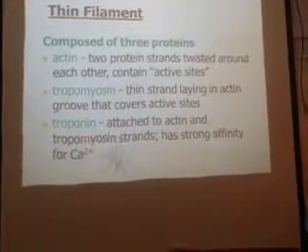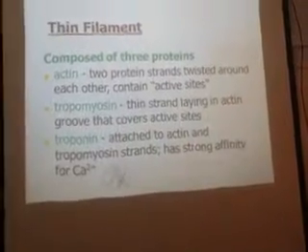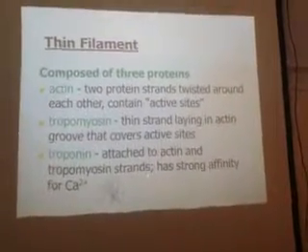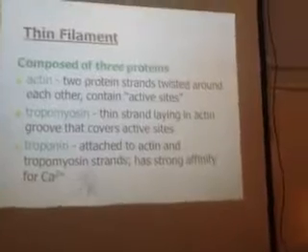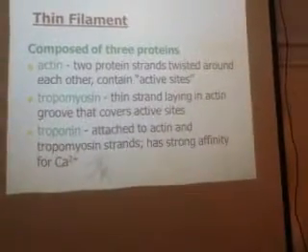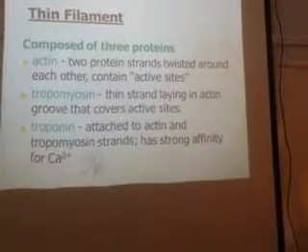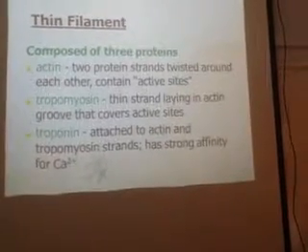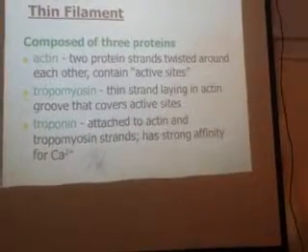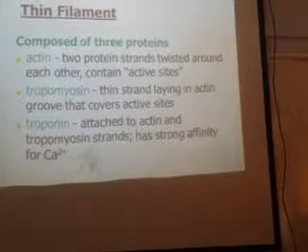The third protein is troponin, attached to the actin and tropomyosin strands, and it has strong affinity for calcium. So in skeletal muscle, calcium ion binds to which protein? Troponin C. Yes, troponin C. It has more affinity towards calcium ions.